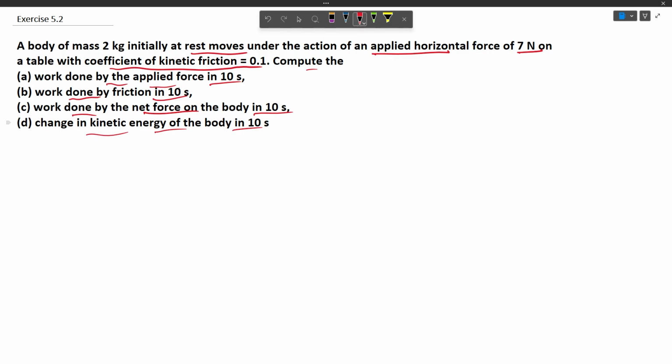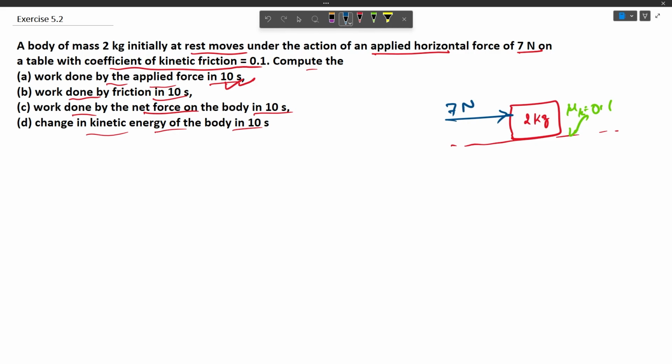in 10 seconds. So we have to find out the work done by this force for the duration of 10 seconds. So let us start with the diagram. Assuming that this is the box, the body of 2 kg, it is on a table with the coefficient of friction of 0.1. So mu k, that is kinetic coefficient of friction, and the horizontal force of 7 Newton is applied.